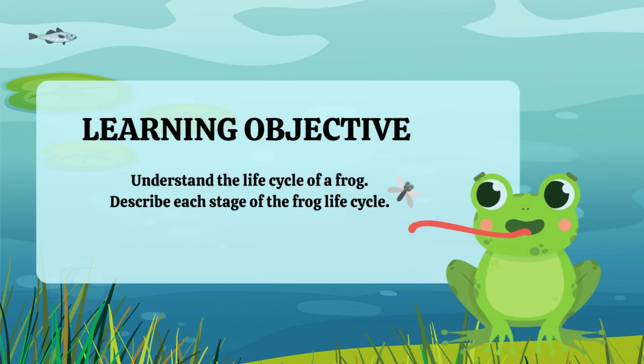The learning objectives of this lesson are: number 1, understand the life cycle of a frog. Number 2, describe each stage of the frog life cycle.